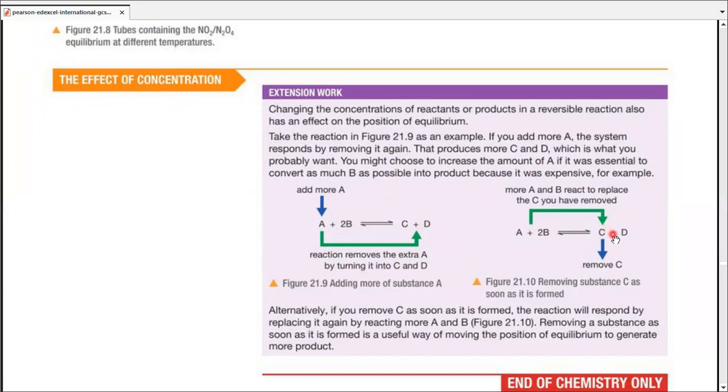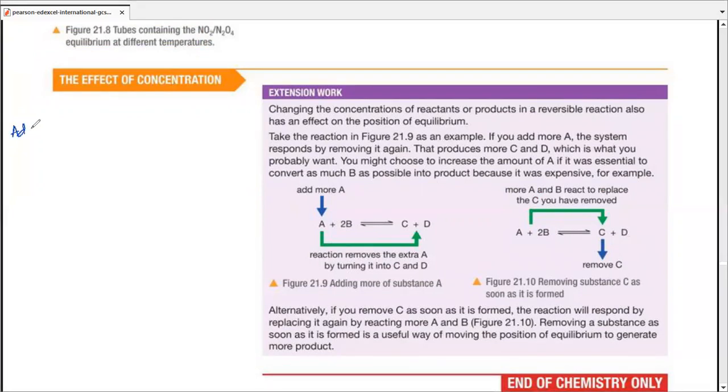Let's say you remove some C. The system will try to oppose the change. It would quickly take some A and B, react them together, and produce some C, to try to replace the change as much as it could. So what happened is that the reaction again shifted towards the right. Make sense? In order to make more sense, let me clarify.